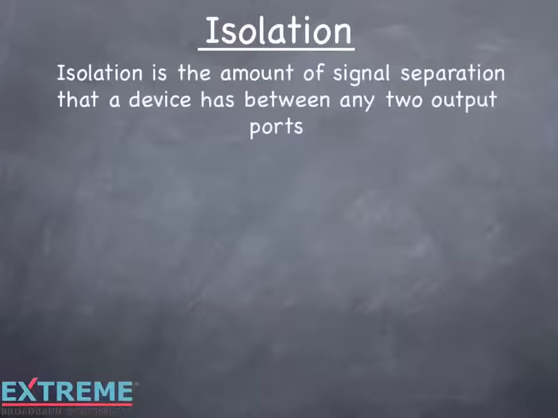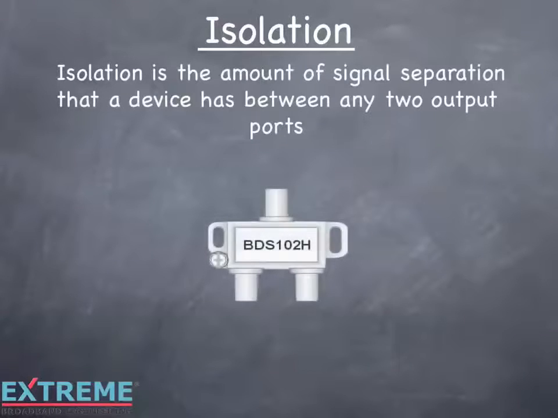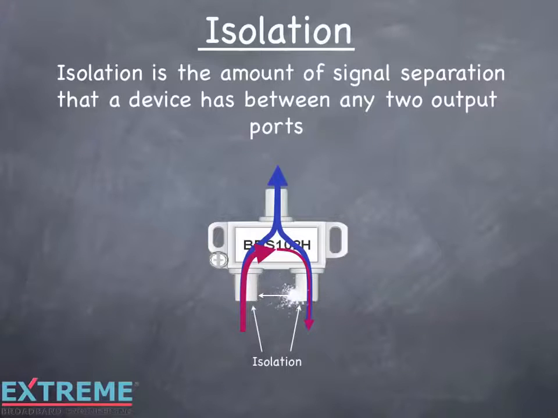Isolation is the amount of signal separation that a device has between any two output ports. Here we're showing a two-way splitter with signal feeding from the output ports to the input. Ideally, we'd like all the signal to travel in the direction that it's intended to go, in this case from the output to the input. But some of the signal travels to the other port where it's not intended to go. Isolation attenuates the signals going to the ports it's not intended to go to.